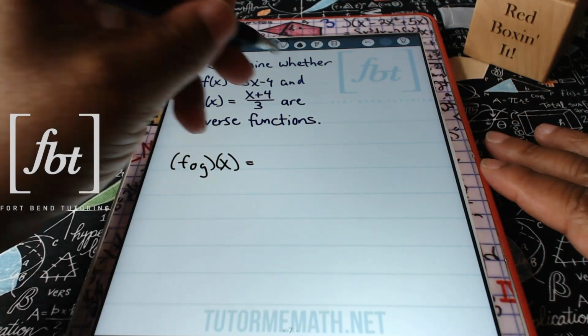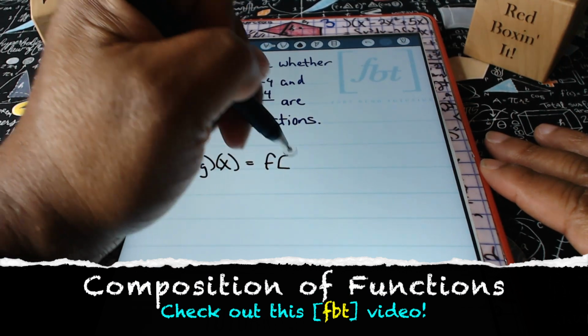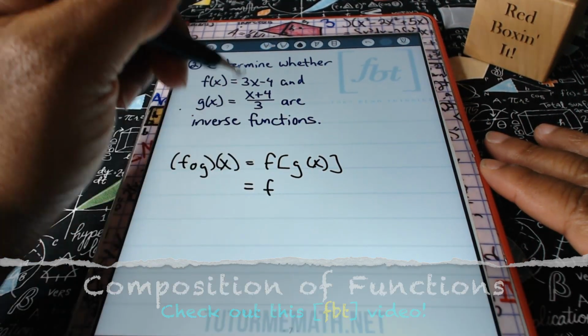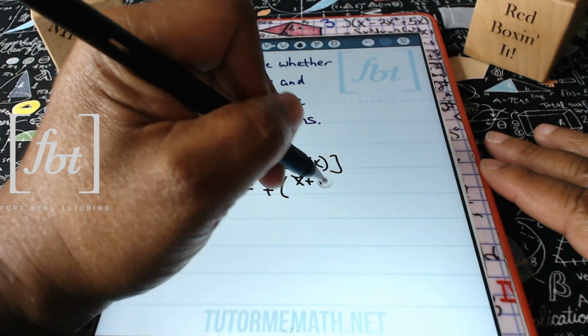So recall that this composition means f of g of x. Well, what is g of x? G of x is x plus 4 divided by 3.